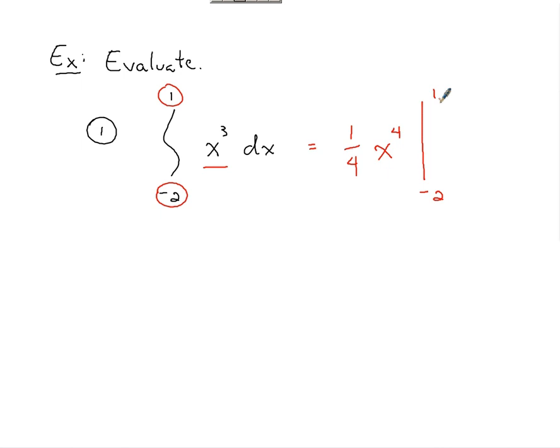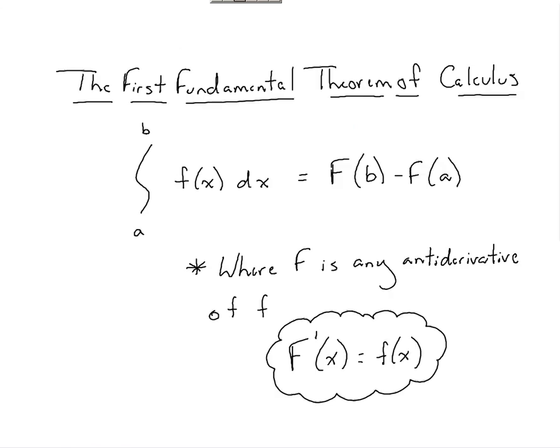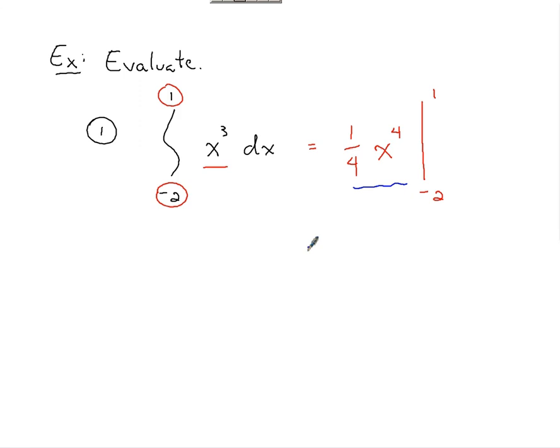Since you've taken the antiderivative, according to the first fundamental theorem, all we got to do is plug in our a's and our b's, right? Plug in our b here, plug in our a there, take the difference. If I plug in my b, that would be where the interval ends at 1. I plug in for x, I get 1/4 times 1 to the 4th. Whatever that is, I'm going to subtract.